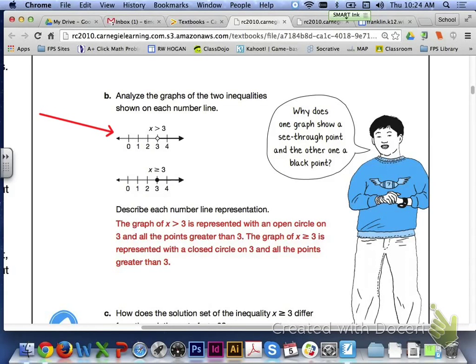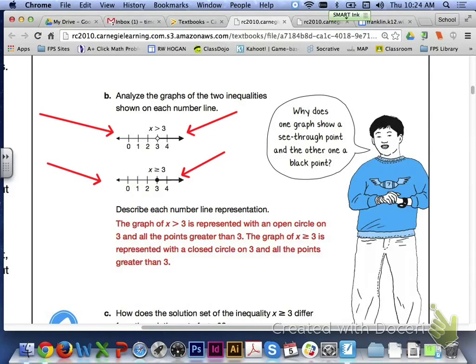You can see that the graph for x is greater than 3 is represented with an open circle on the 3 and all of the points greater than 3. You can see the arrow then pointing to the right. The graph of x is greater than or equal to 3 is represented then with a closed circle on the 3 and all of the points that are greater than 3.